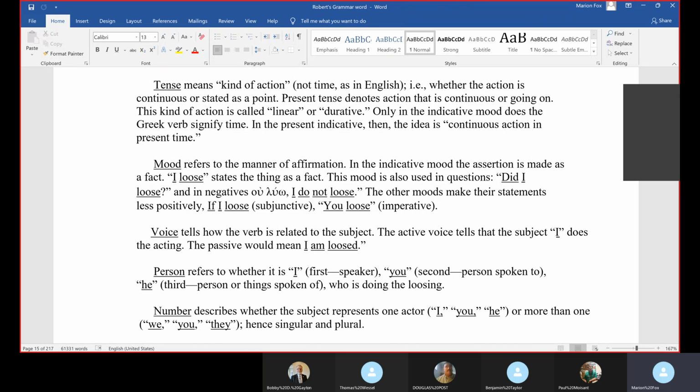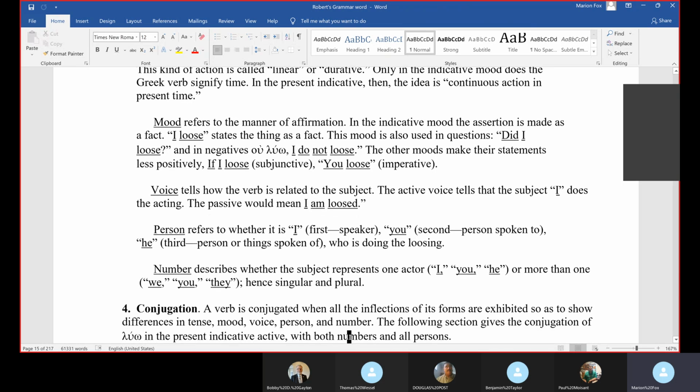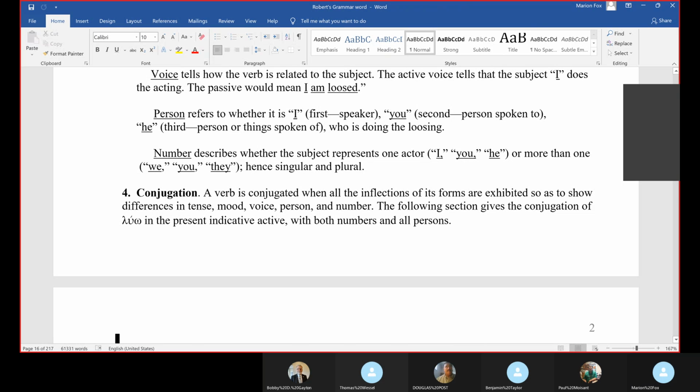Now, the person, of course, is first, second, third person. The first is the speaker, and that is I, or it could be we if it's plural. And then you would be second person; it would be singular or plural in English, but the Greek has plural forms and singular forms for those pronouns. And then he, she, or it would be your third person, or it could be plural, they or those or them. The number would be singular and plural. Those would be your two numbers.